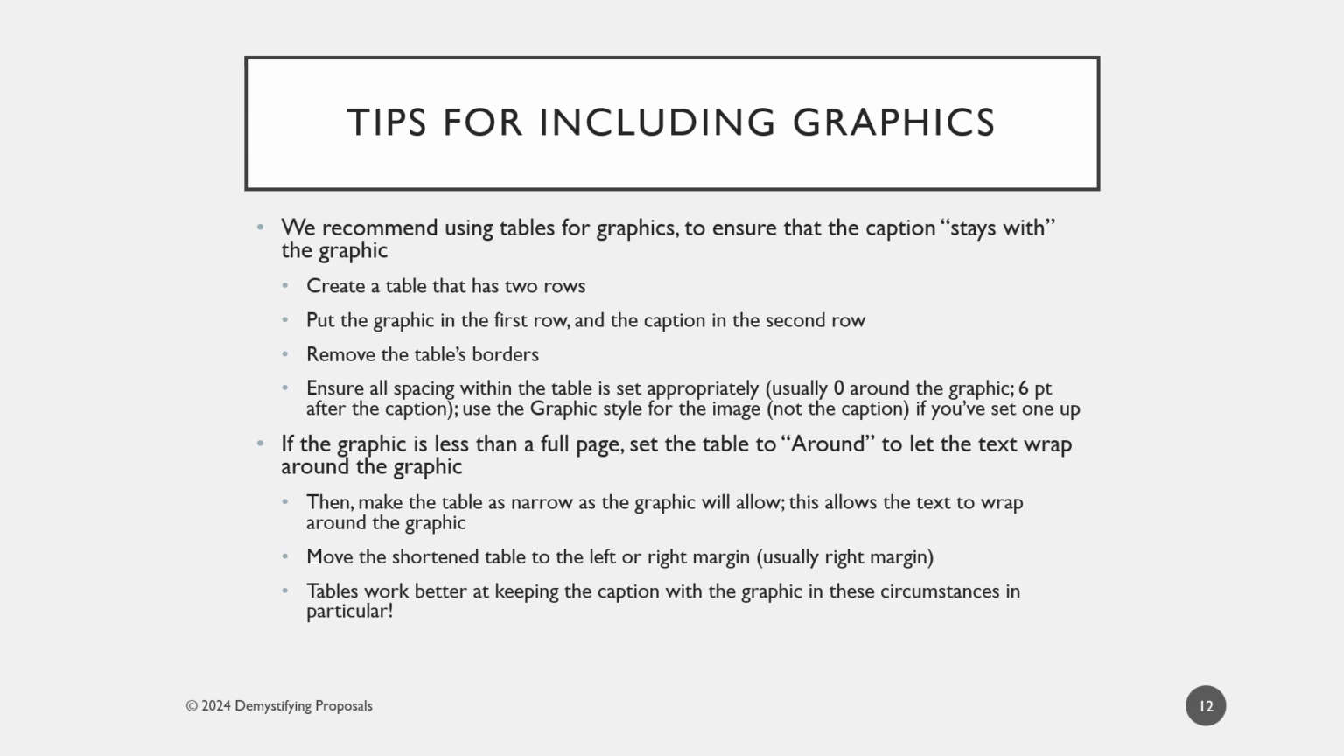If the graphic is less than a full page, then set the table to wrap around to let the text wrap around that graphic. Make the table as narrow as the graphic will allow. Be very careful not to cut off part of the graphic by making the table too narrow. But this again allows the text to wrap around the graphic easily, and it makes sure that the caption stays with the graphic, whereas using just a text box, sometimes those two things don't stay together. The graphic doesn't stay with the caption. If you put them in a table, it makes it a lot cleaner and easier to format, and makes it easier for the caption to stay with the graphic.